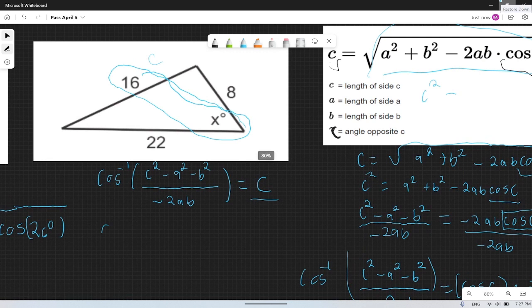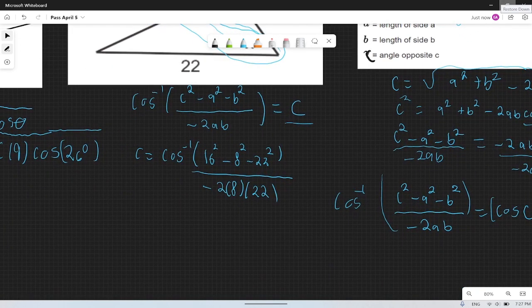So the A and B, well, it matters, but it doesn't matter which one you call A and which one you call B. So C equals cos negative 1 of our C squared, so the side length opposite to our unknown angle, which is 16 squared, minus 8 squared minus 22 squared, it doesn't matter the order, divided by negative 2 times A and B, which is 8 times 22. And sorry, this cos is over all of this.